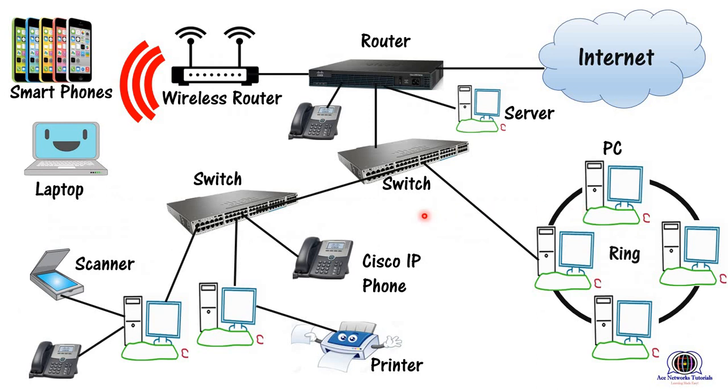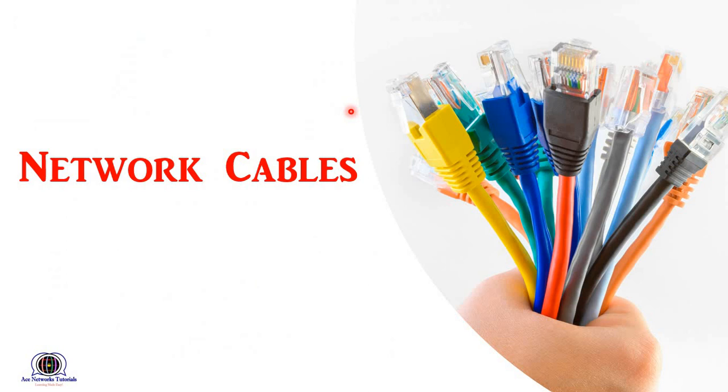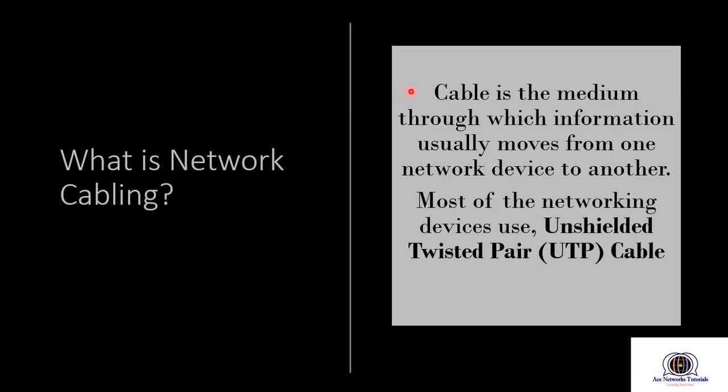This is the topology or a network diagram that we discussed in our last video. So far, we already know the functions of all the devices used in it. By the end of this video, you would be able to tell the type of cable used between each device. Network cables: cable is used as a medium through which information usually moves from one device to other. Most of the networking devices use unshielded twisted pair cable, which is also called UTP cable.